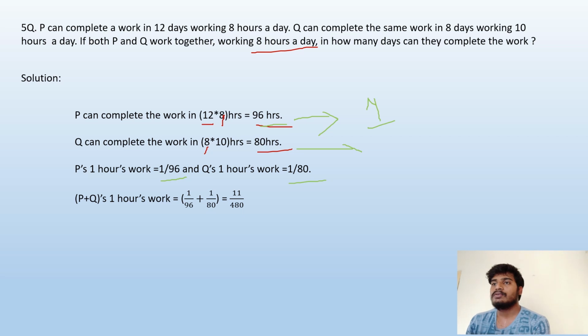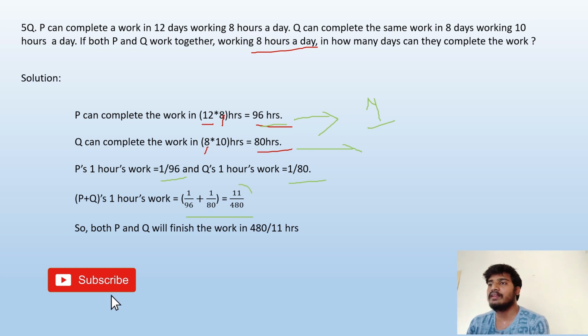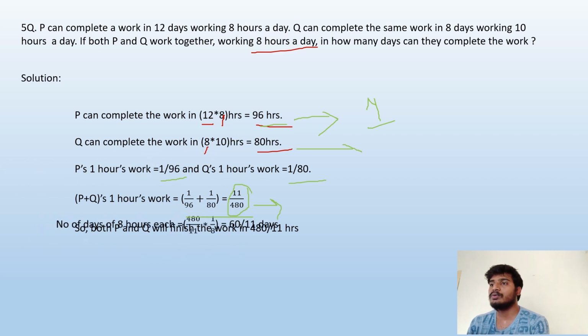So the combined work of P and Q in 1 hour is 1 by 96 plus 1 by 80. By taking the LCM of 96 and 80 and solving this equation, we get the value as 11 by 480. So we got 11 by 480 as 1 hour's work. In 1 hour they can complete 11 by 480 part of the work. So the total work they can complete in 480 by 11 hours.